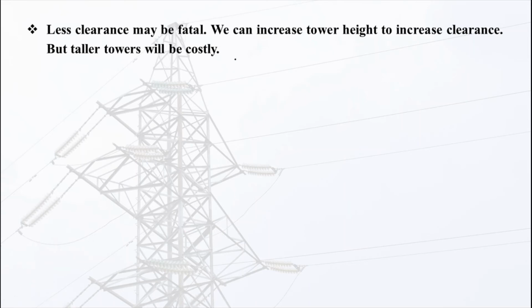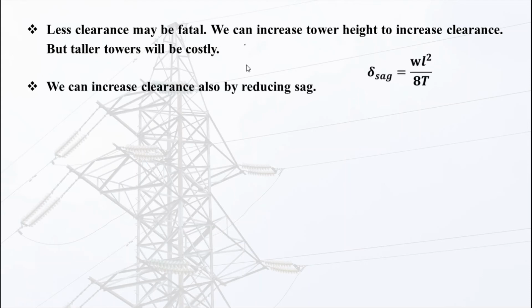There are many ways in which we can increase this ground clearance. The first option is increasing the tower height. If we increase the tower height, we can increase the ground clearance. But increasing tower height results in construction of taller towers, and it is a costly option, because we need more iron and more material to construct a taller tower, and it ultimately becomes costly. So that's why it is not a better option.